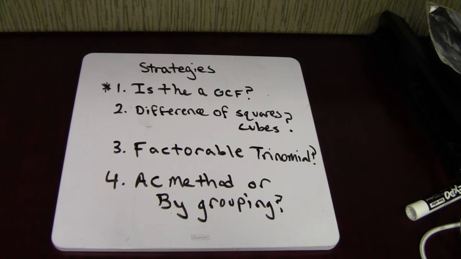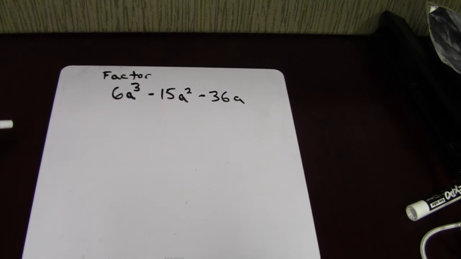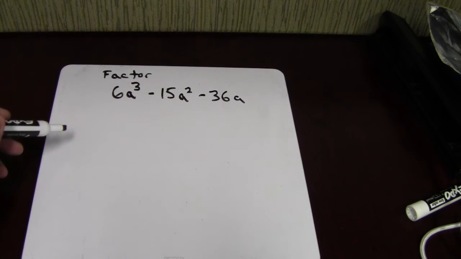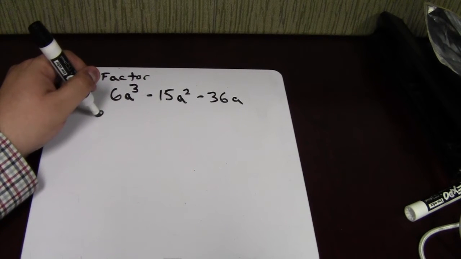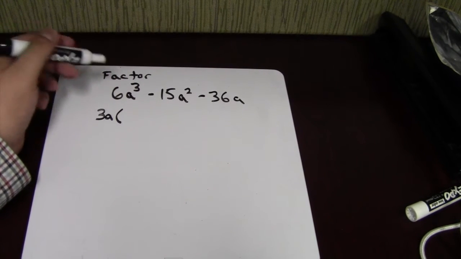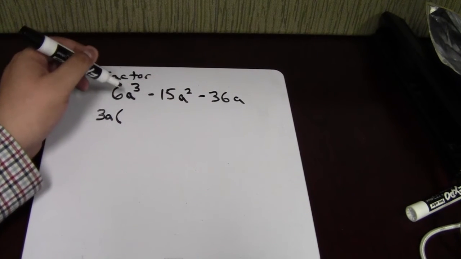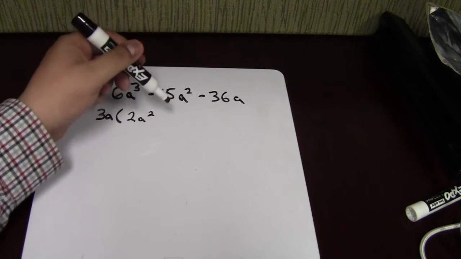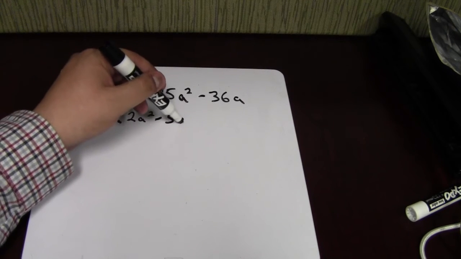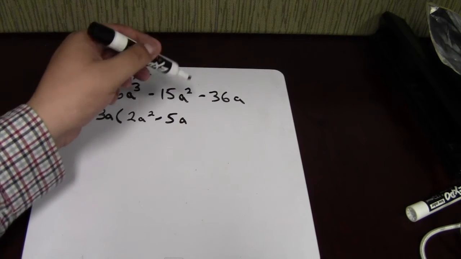Let's look at maybe two examples here. Okay, here's our first example for using the different strategies. Remember, the first thing we always want to look for is, is there something common that we can take out of this? And the answer is yes. We can factor out a 3a from this, because 3a goes into all three of these terms. If we divide this out by 3a, we're left with 2a squared, minus 5a, and minus 12.